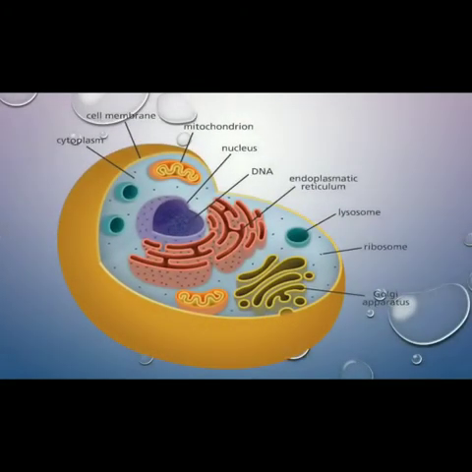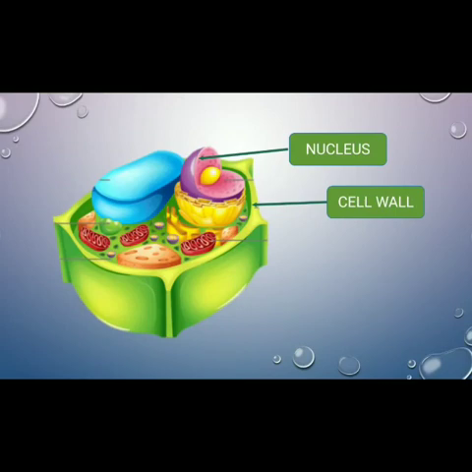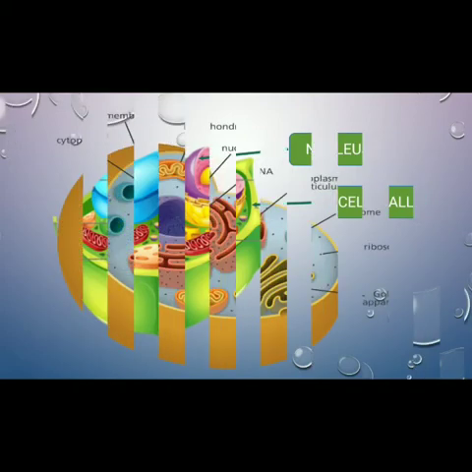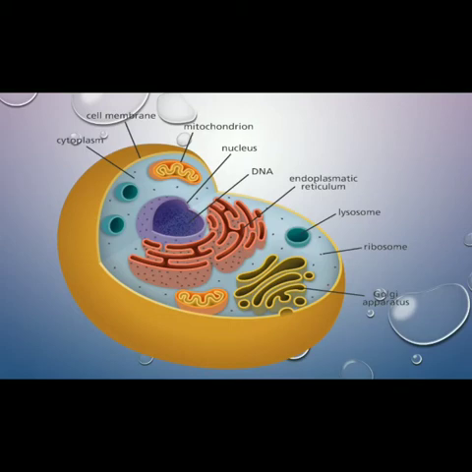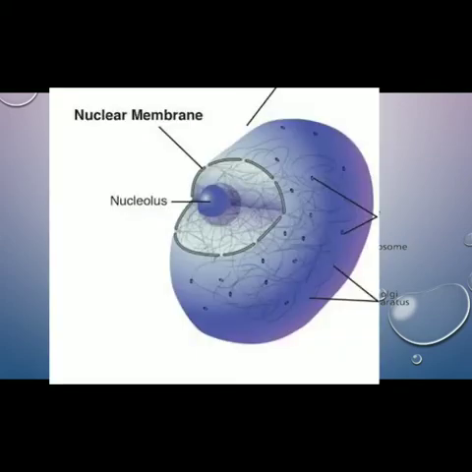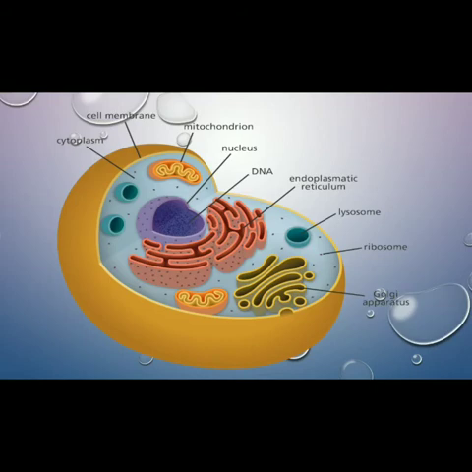Nucleus. Nucleus is a large spherical organelle present in all the cells. In animal cell, nucleus lies in the center of the cell, whereas in plant cells, the nucleus may be on the periphery, means on the edge of the cell. Nucleus is separated from the cytoplasm by a membrane called nuclear membrane. Nucleus controls all the activities of the cell. Hence, it is called control center of the cell.